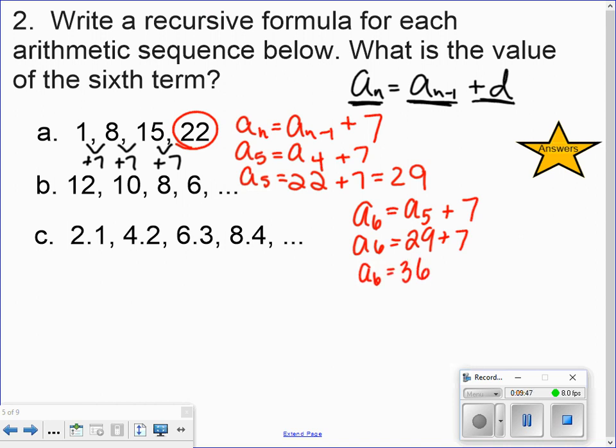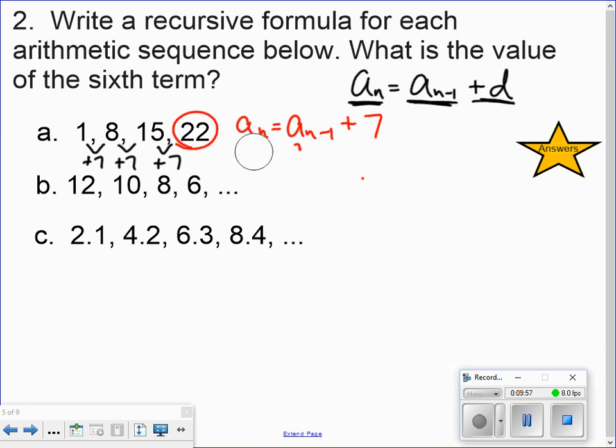All right, let's do one more. Let's look at B. If we're looking at B, we're doing the same thing. Remember, our recursive rule is going to be the same. What we need to find first is the common difference. So if we're looking at this one, okay, our common difference is -2.